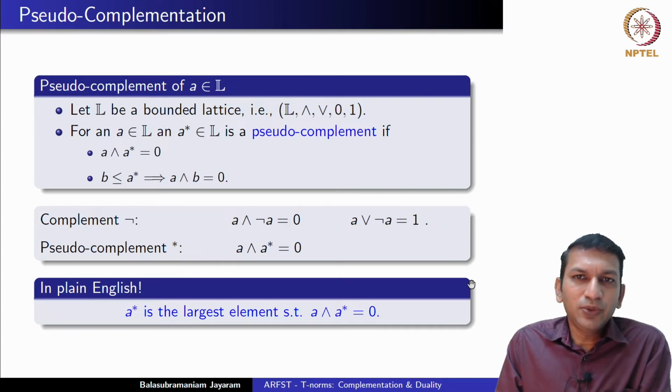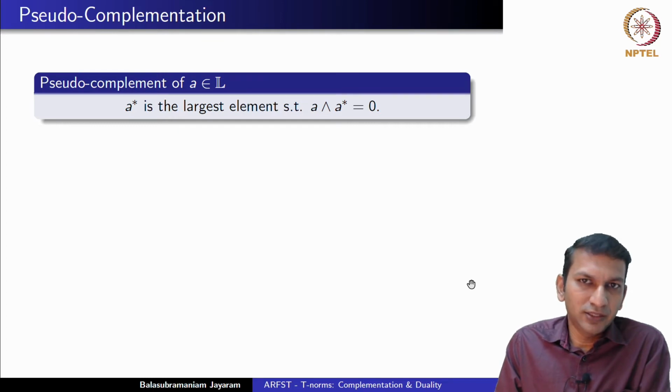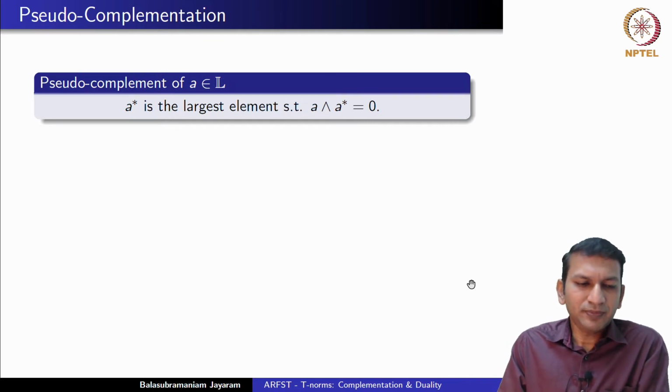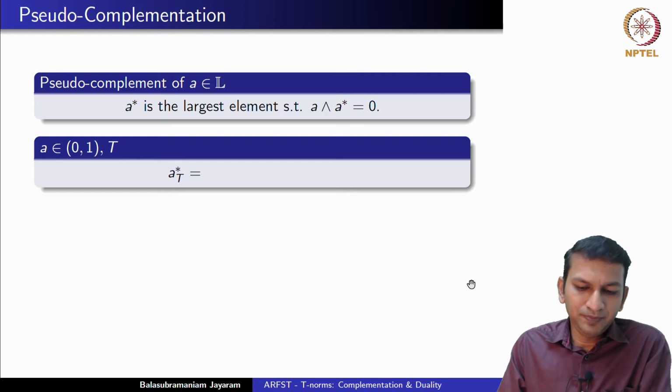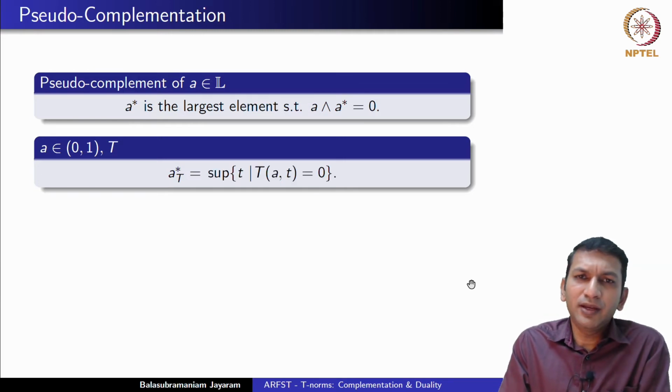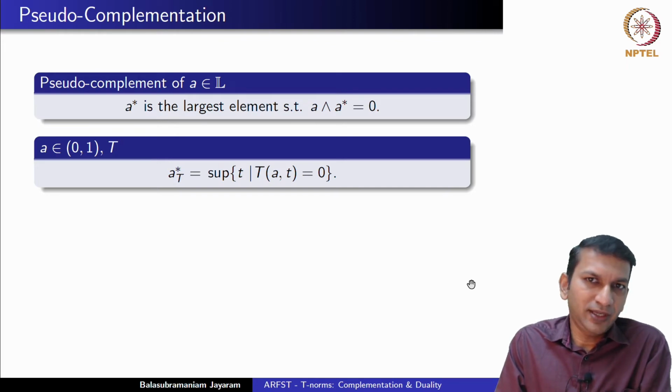Now, let's try to generalize this definition of a pseudo-complement to our setting, where we look at L as [0, 1] and meet as the T-norm. So given an A from the open interval (0, 1), because anyway we know 0 maps to 1 and 1 maps to 0 under complementation, take any A from the open interval (0, 1). For a fixed T, we could perhaps define A T star, the pseudo-complement of A with respect to T, as follows. So take a t such that T of A comma t is 0, and we are looking at the largest such t. That is why the supremum comes into the picture.